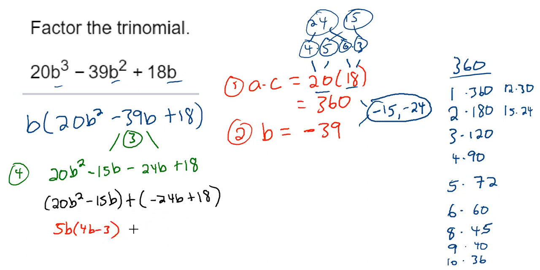The common factor in the second group is 6, but because I want this to match up to this, I need to change the sign of both of these terms. So that this one becomes positive, just like this one is, and this one becomes negative. And so I will factor out a negative 6 instead of just 6. And that's going to leave me with positive 4b minus 3. And so they match, right?